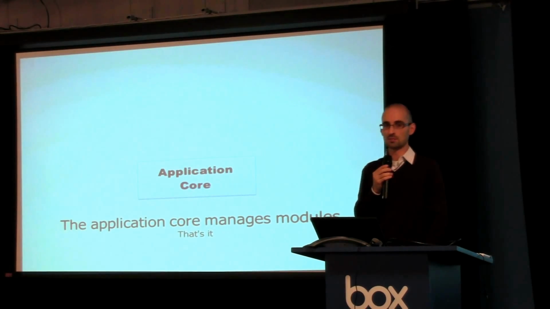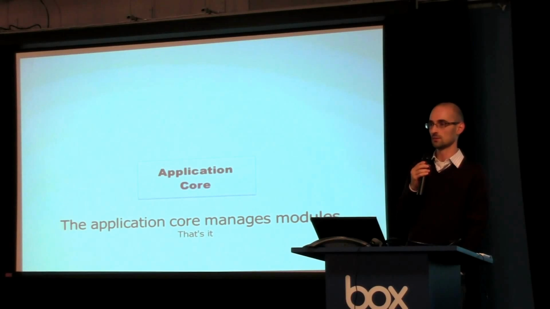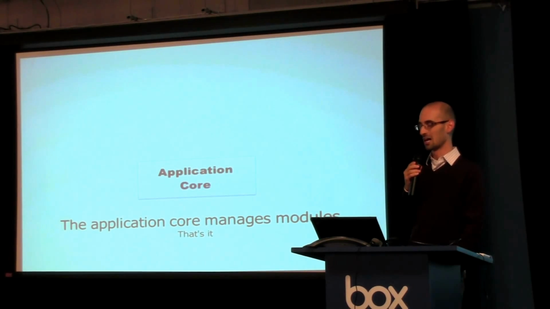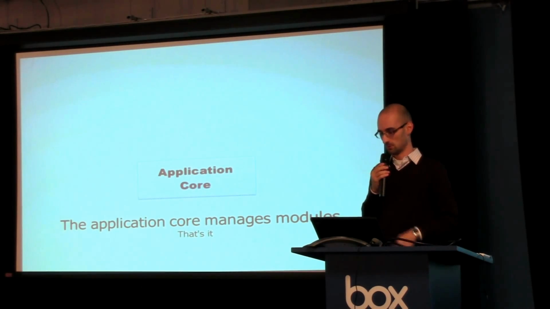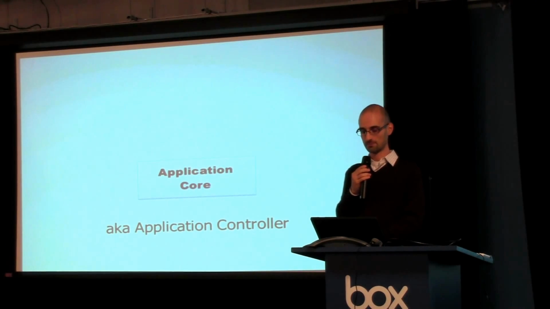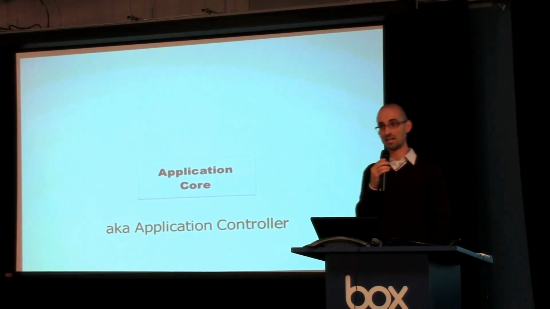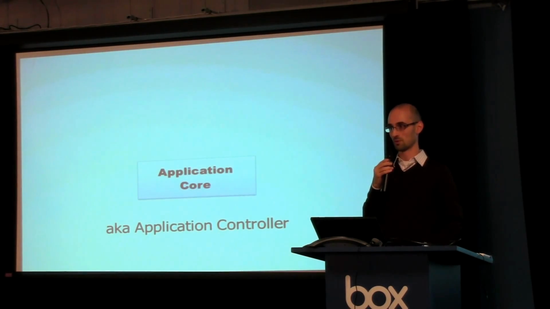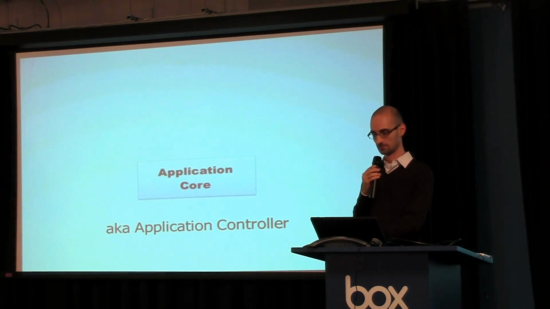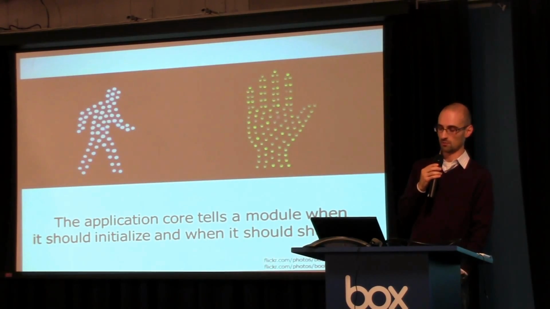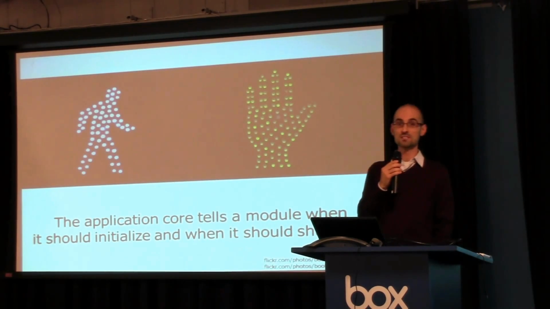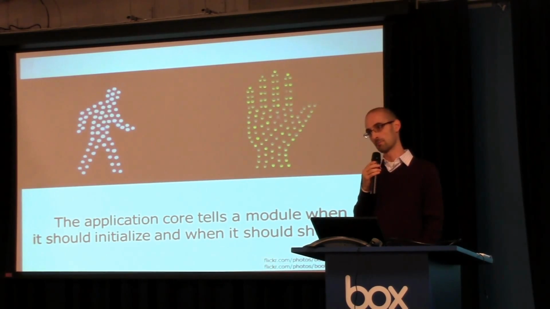So let's talk about the application core. This is actually ridiculously simple. All it does is manage modules. That's its only job, is to keep track of the modules that are available and work with them accordingly. So you may also call this the application controller if you prefer more of the MVC terminology. So the application core is responsible for module lifecycle. It basically says, this is when you're going to start, and this is when you're going to stop.